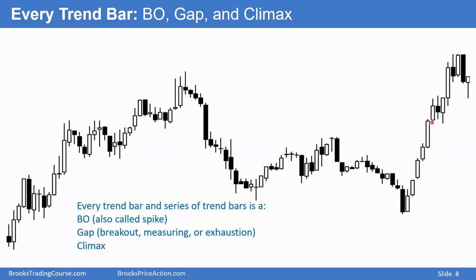Here, we have a very strong series of bull bars. In my mind, it's no different from 10 bull bars with a lot of gaps in it, or 1 bull bar with no gaps. Any bull bar, any series of bull bars is a breakout. It's a climax, and it's a gap. Gap between this close and this high. Gap between this close and this high. Gap between this close and that high.